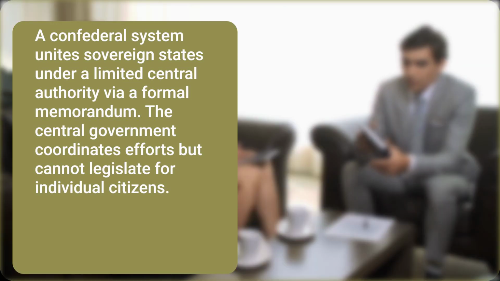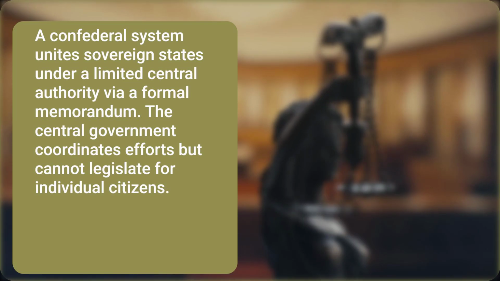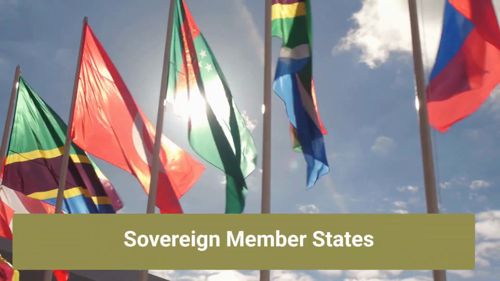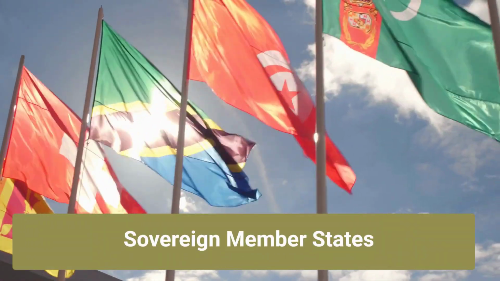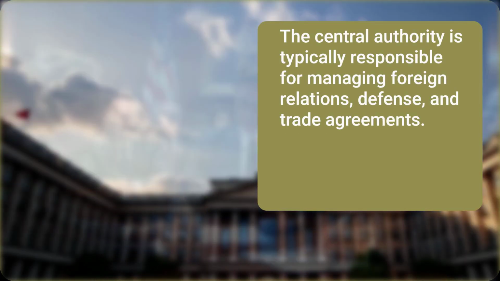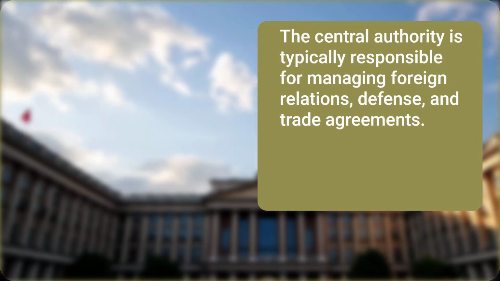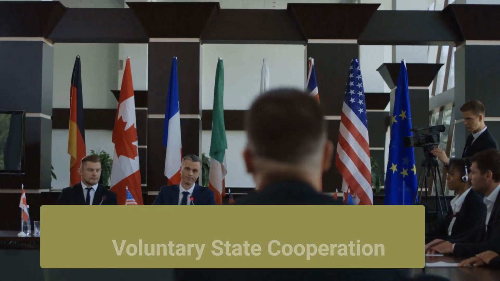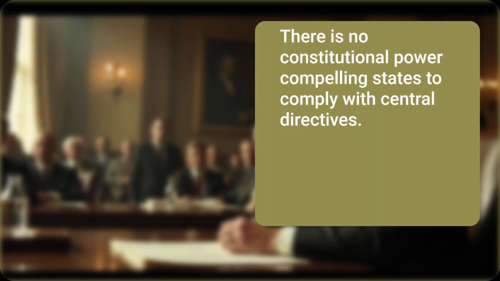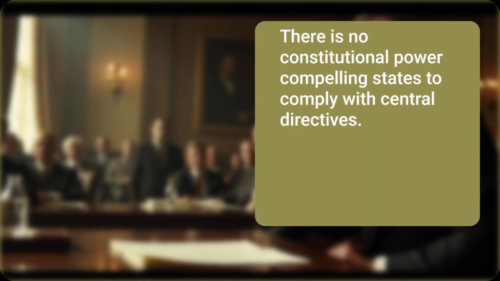The central government in a confederation serves primarily to coordinate efforts, but it does not have the authority to legislate for individual citizens. Key features: member states retain full sovereignty, functioning as independent entities. The central authority is typically responsible for managing foreign relations, defense, and trade agreements. Cooperation among states is generally voluntary, with decisions requiring consensus. There is no constitutional power compelling states to comply with central directives.